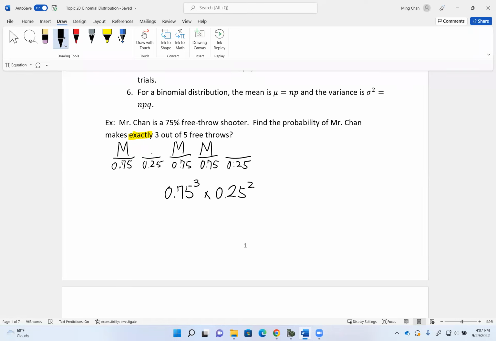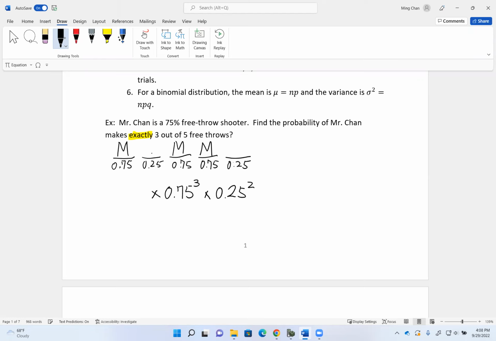But this is only one way. This is only one way for me to make exactly 3 out of 5 shots. I could also miss the first one and make the second, third, and fourth. That would be another way. So we need to count the number of ways that I can make exactly 3 out of 5 free throws. This is the probability of just one way, so we need to count the total number of ways.